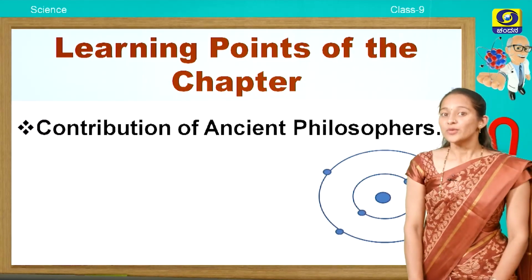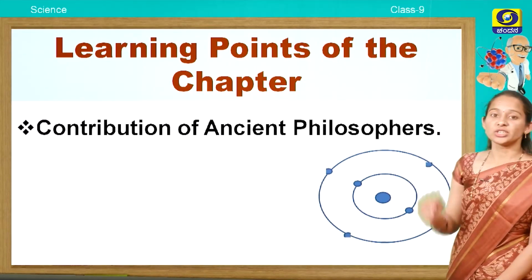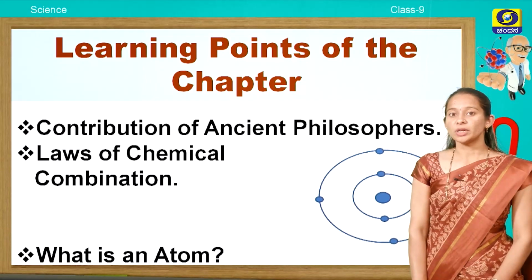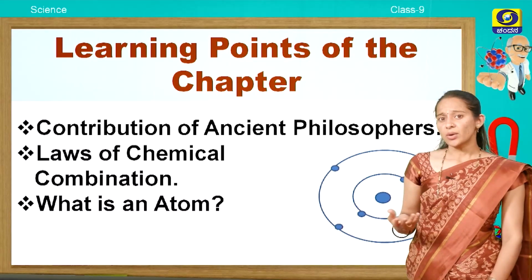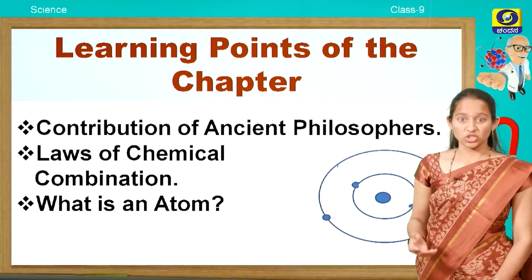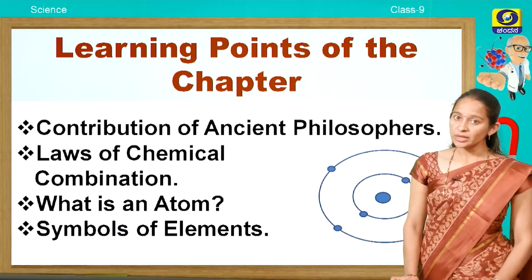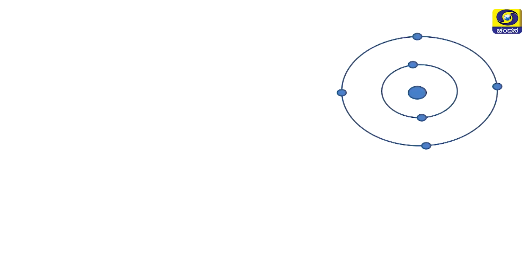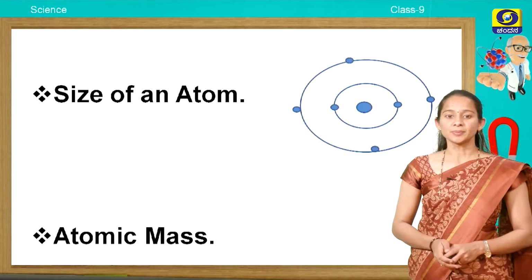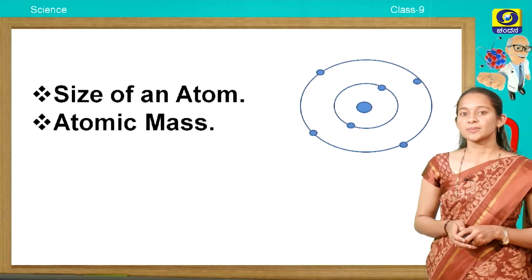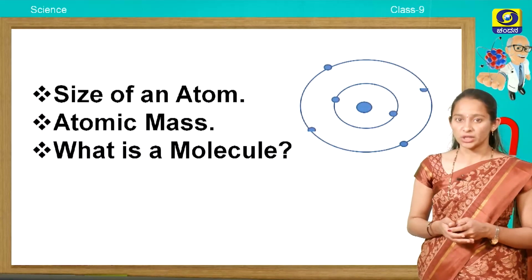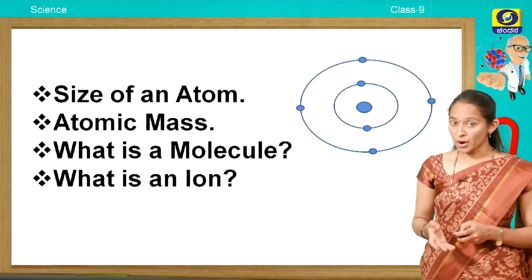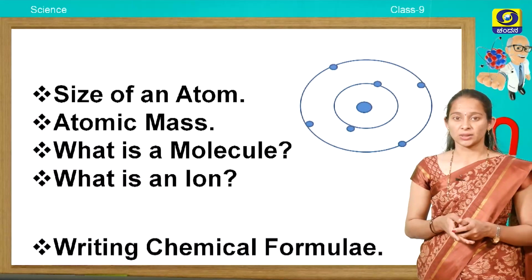In this chapter, we will learn about contribution of ancient philosophers, laws of chemical combination, we will learn about atom, its definition. We will also learn about symbols of elements and we will learn about size of an atom, atomic mass, what is the definition of a molecule and what is an ion. We will learn about that also in this session.